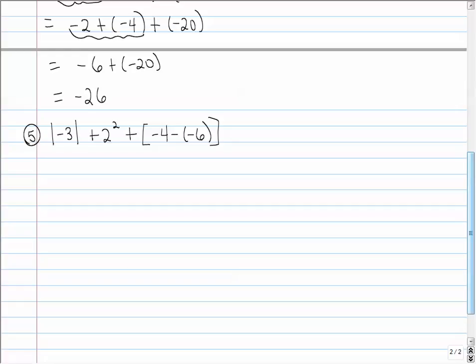So we can go ahead and take the absolute value of negative 3. The absolute value of negative 3 is just 3. I'm going to bring the rest of that down. And we can also do what's in brackets next. Now, since that's a subtraction problem, I have to change it, right? So I'm going to make that a plus. And if I make that a plus, what does that do to the negative 6? Makes it positive, right? So now we're going to subtract those because the signs are different. And you get 2.